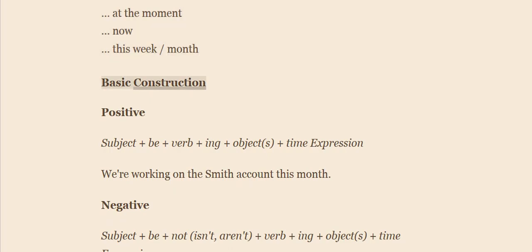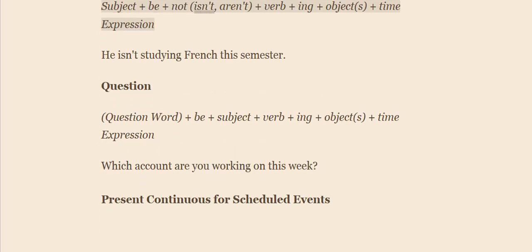Basic construction. Positive. Subject plus be plus verb plus ing plus object(s) plus time expression. We're working on the Smith account this month. Negative. Subject plus be plus not (isn't, aren't) plus verb plus ing plus object(s) plus time expression. He isn't studying French this semester. Question. Question word plus be plus subject plus verb plus ing plus object(s) plus time expression. Which account are you working on this week?